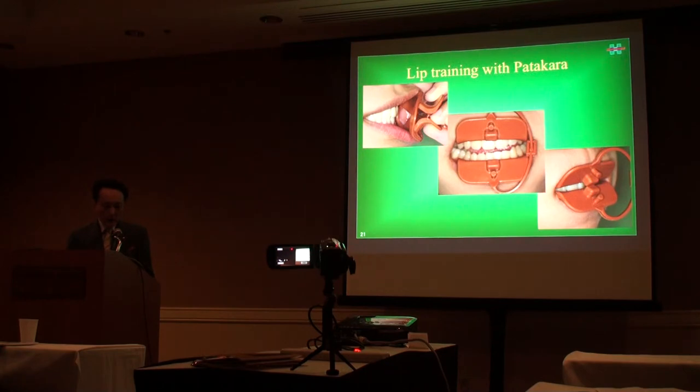At first, we close the front leaves of the appliance and insert the leaves in between lips and teeth. Then tell the patient to do closed lip exercise for 3 minutes each time and 4 times a day. 3 months of training will raise the patient's lip muscle pressure up to 1.5 times.